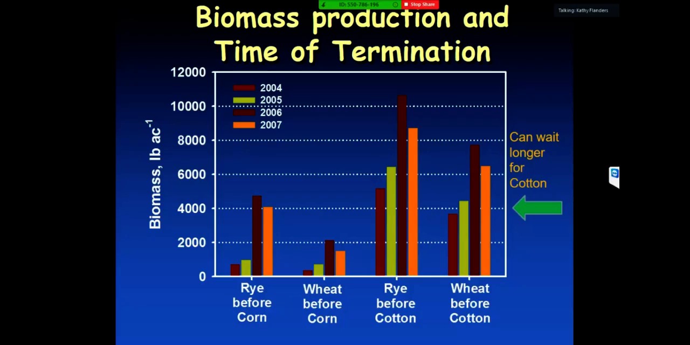Normally, I like to see at least 4,000 pounds of biomass out there to consider it a good cover crop. That'll really be a lot of benefit to conserve soil moisture later in the season. And you can see before corn, a lot of times it's really difficult to get that, particularly with wheat. It's hard to get the maximum benefit out. Whereas with cotton, you've got another month or so where you can let the cover crop grow in the spring and really maximize those benefits.